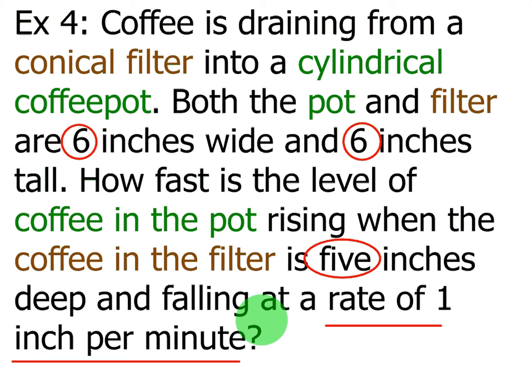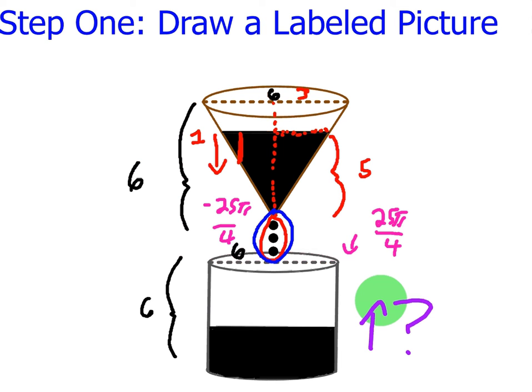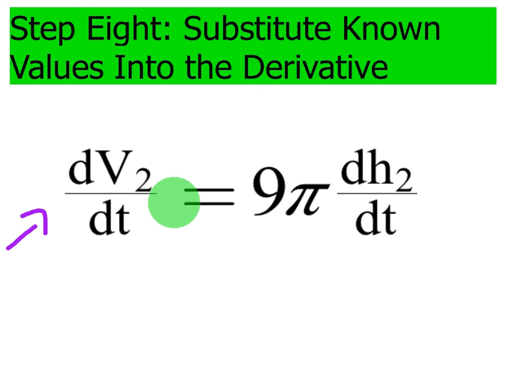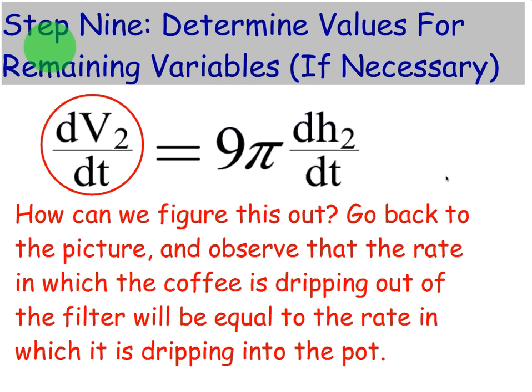Moving on to example 4 with the coffee pot and the coffee filter. We are trying to figure out the rate at which the coffee is rising in the pot. Now, this one is going to be more involved, so it's going to take a little bit longer. We talked about for step 8 that we don't know the rate at which the coffee is increasing in the pot. But let's read this together. We're still doing step 9, but we want to figure out the values of the remaining variables. So we have to figure out the rate at which the volume is increasing in the pot before we can figure out the rate at which the height is increasing.